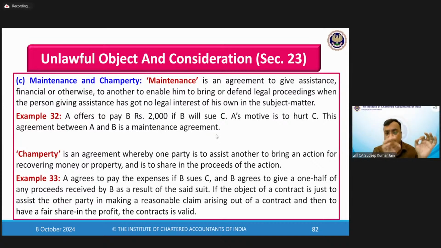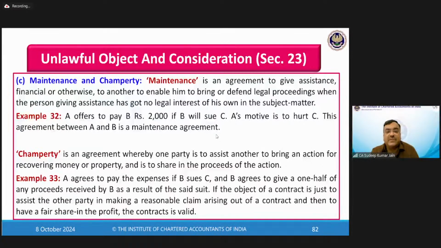So both maintenance and champerty are void agreements. But please listen, what is this? Maintenance is an agreement to give assistance, financial or otherwise, to another to enable him to bring or defend legal proceedings when the person giving assistance has no legal interest of his own in the subject. A offers to pay B rupees 2000 if B will sue C. A's motive is to hurt C. This agreement between A and B is a maintenance agreement.